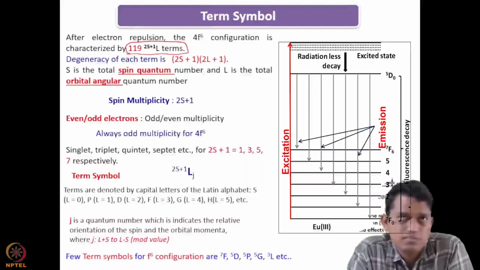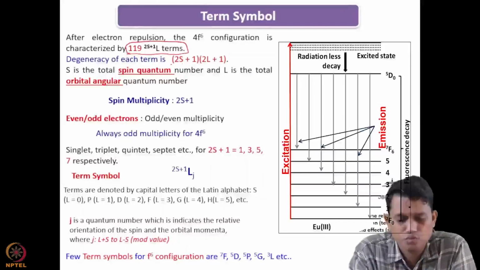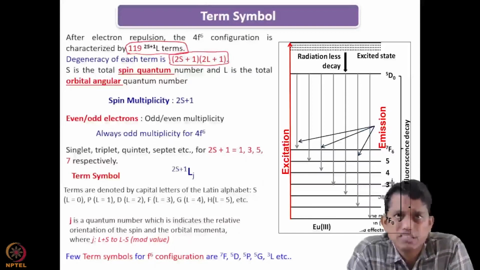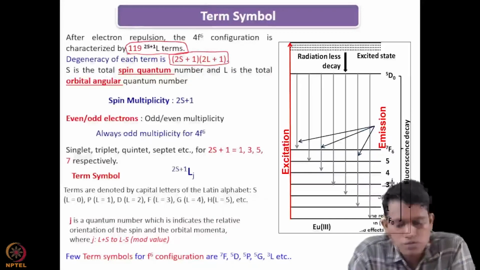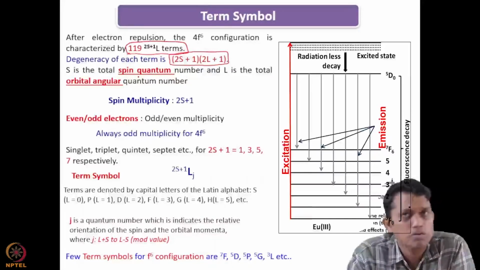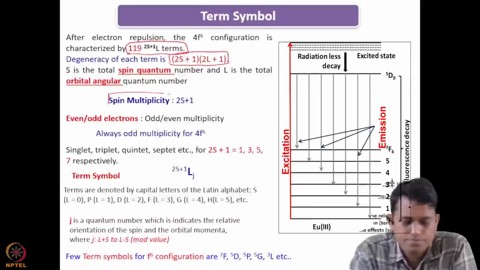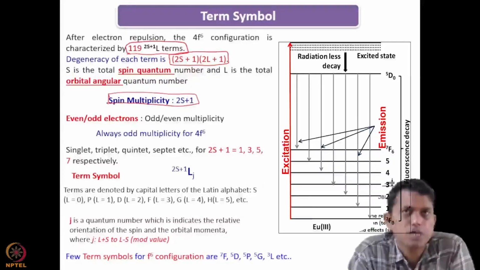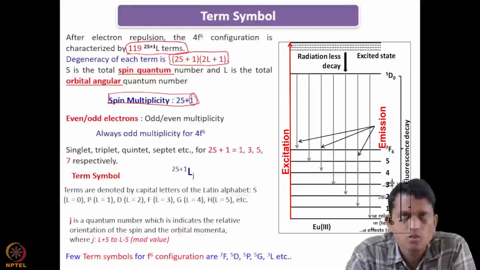Each term has a degeneracy of (2S+1)(2L+1), where, as I've told you, since we are talking about LS coupling, S is the total spin quantum number and L is the total orbital angular momentum quantum number. If you have the idea about the total spin quantum number, you can easily calculate something called spin multiplicity, which is nothing but 2S+1.